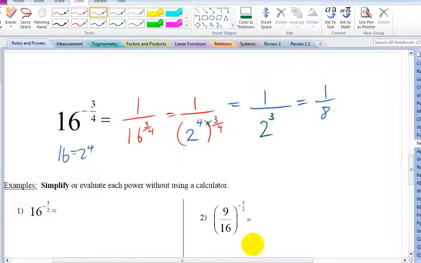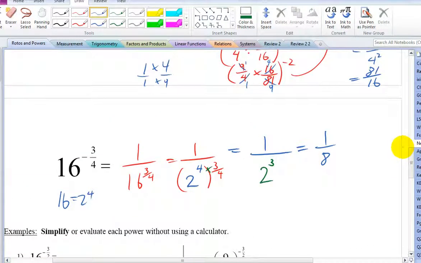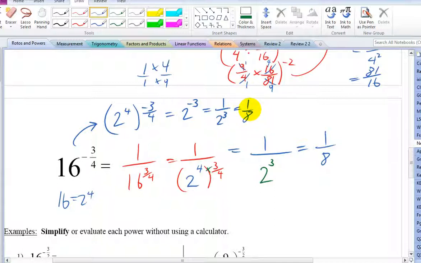Now I'm going to show you an alternate method, which some people might like doing this way. We're going to keep the negative 3/4, but we're going to change the 16 into 2 exponent 4 right away. So we don't get rid of our negative sign first. We're just doing the rule in a different order. This equals 2 to the negative 3, because the 4's cancel, which is 1 over 2 cubed, which is 1 over 8. So I just did a different rule first. No big deal. They can be done in different orders.